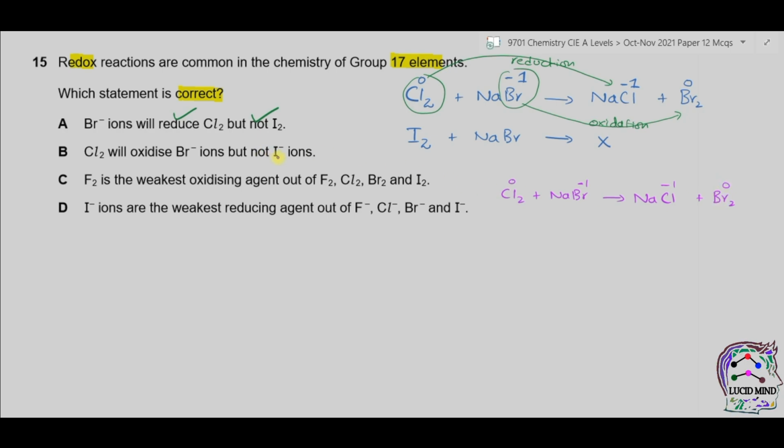In the second equation, we should use iodide ions. So chlorine plus sodium iodide. Again, chlorine is more active, it can displace iodide to form sodium chloride.